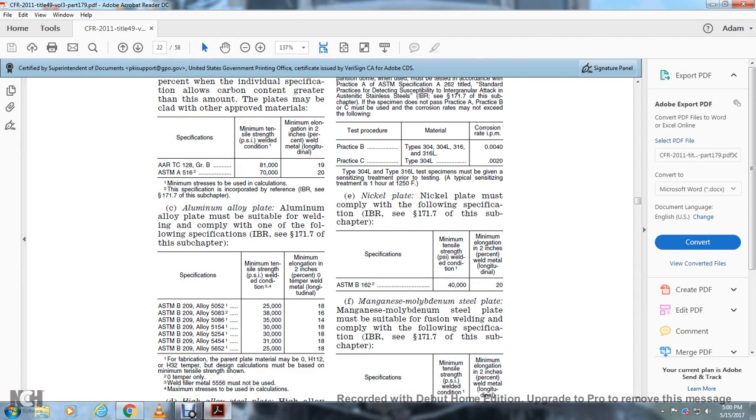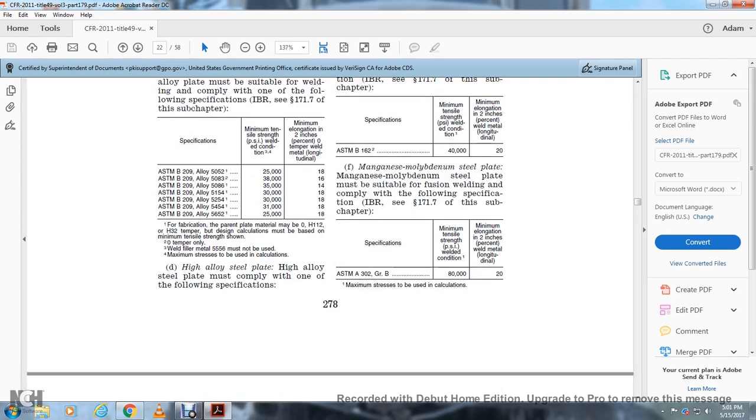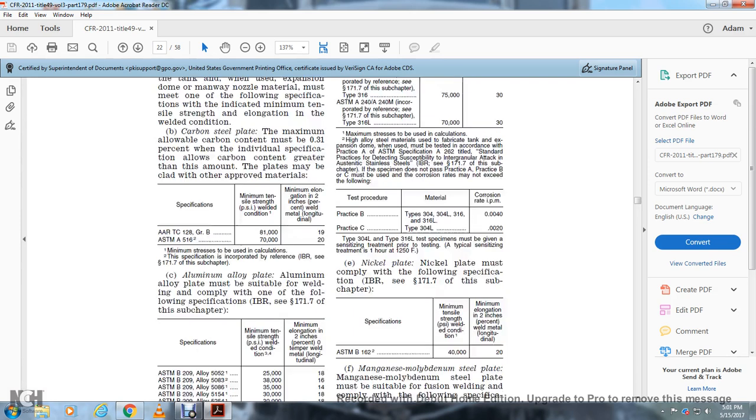Aluminum alloy plate. Aluminum alloy plate must be suitable for welding and must comply with one of the following specifications, per 171.7 of this subchapter. High alloy steel plate. High alloy steel plate must comply with one of the following specifications.